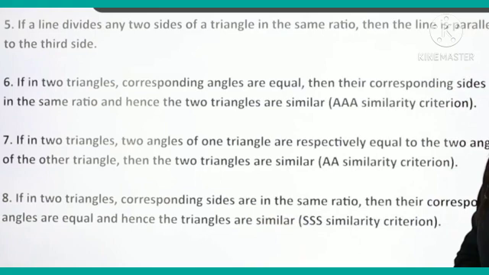If in two triangles, two angles of one triangle are respectively equal to two angles of the other triangle, then the two triangles are similar by AA similarity criterion. And if in two triangles corresponding sides are in the same ratio, then their corresponding angles are equal and hence the triangles are similar, that is the SSS similarity criterion.